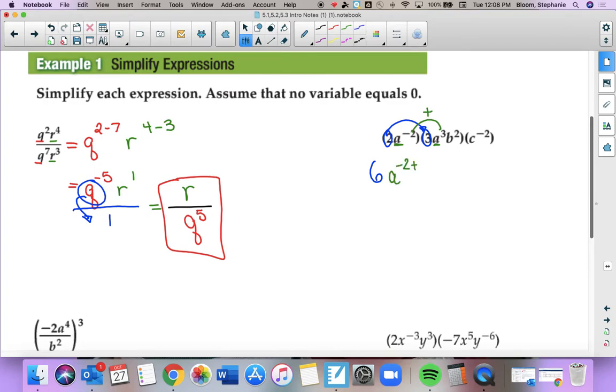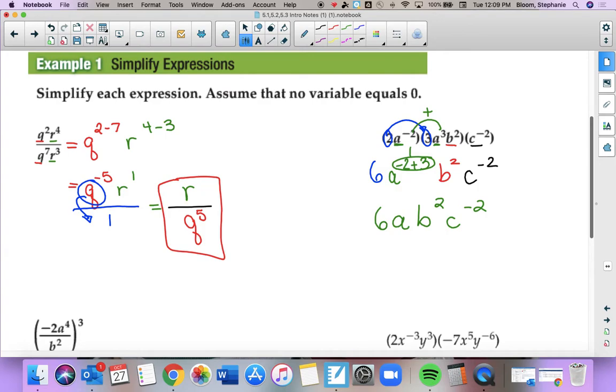And I'm just going to write it out so we can see it. Is there anything to multiply with my b? Nope, so bring it down. Anything to multiply with my c? Nope, so I'm going to bring it down. Okay? Then I'm going to go ahead and simplify. What's negative 2 plus 3? 1. So I have a 6, I have a to the first, b to the second, and c to the negative 2. Can I stop there?